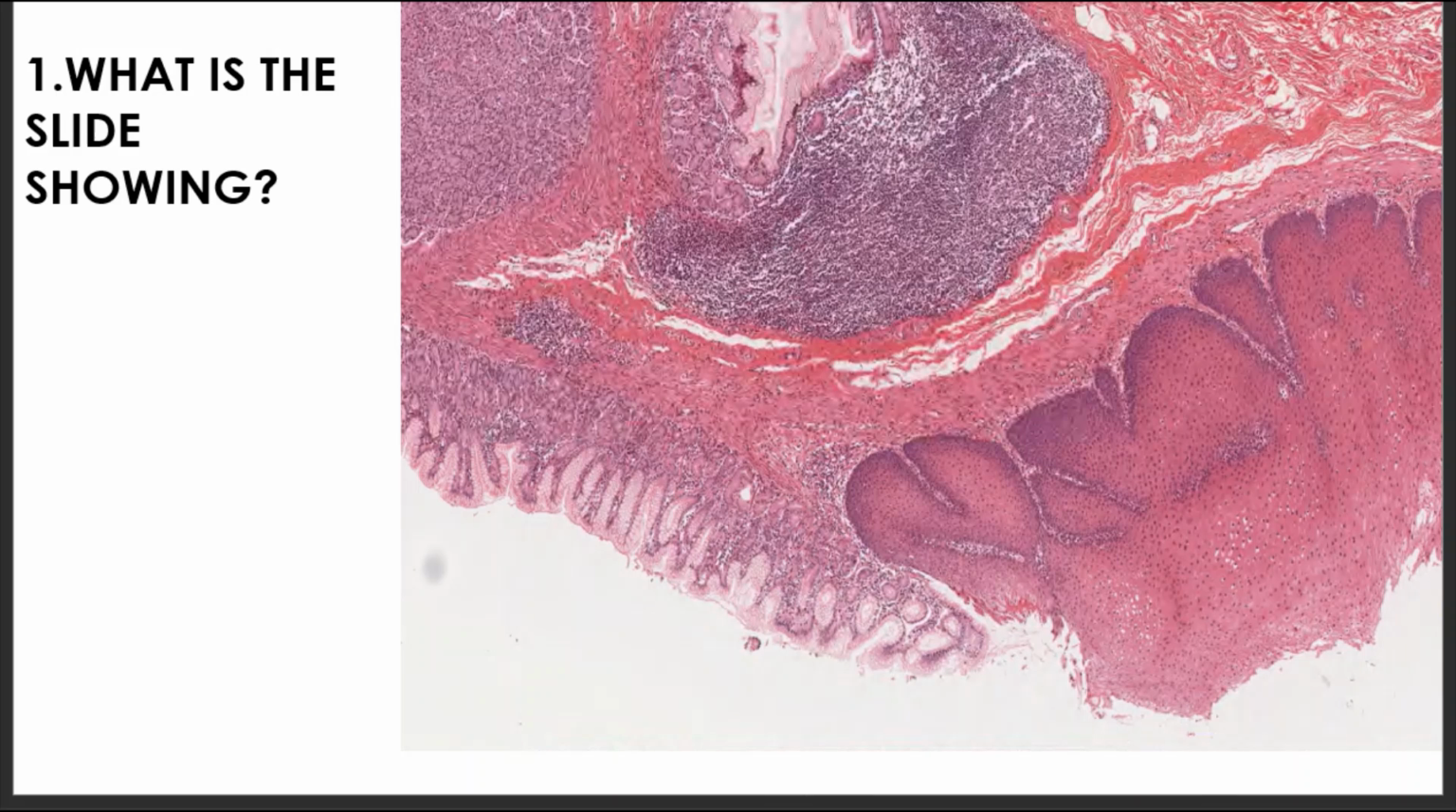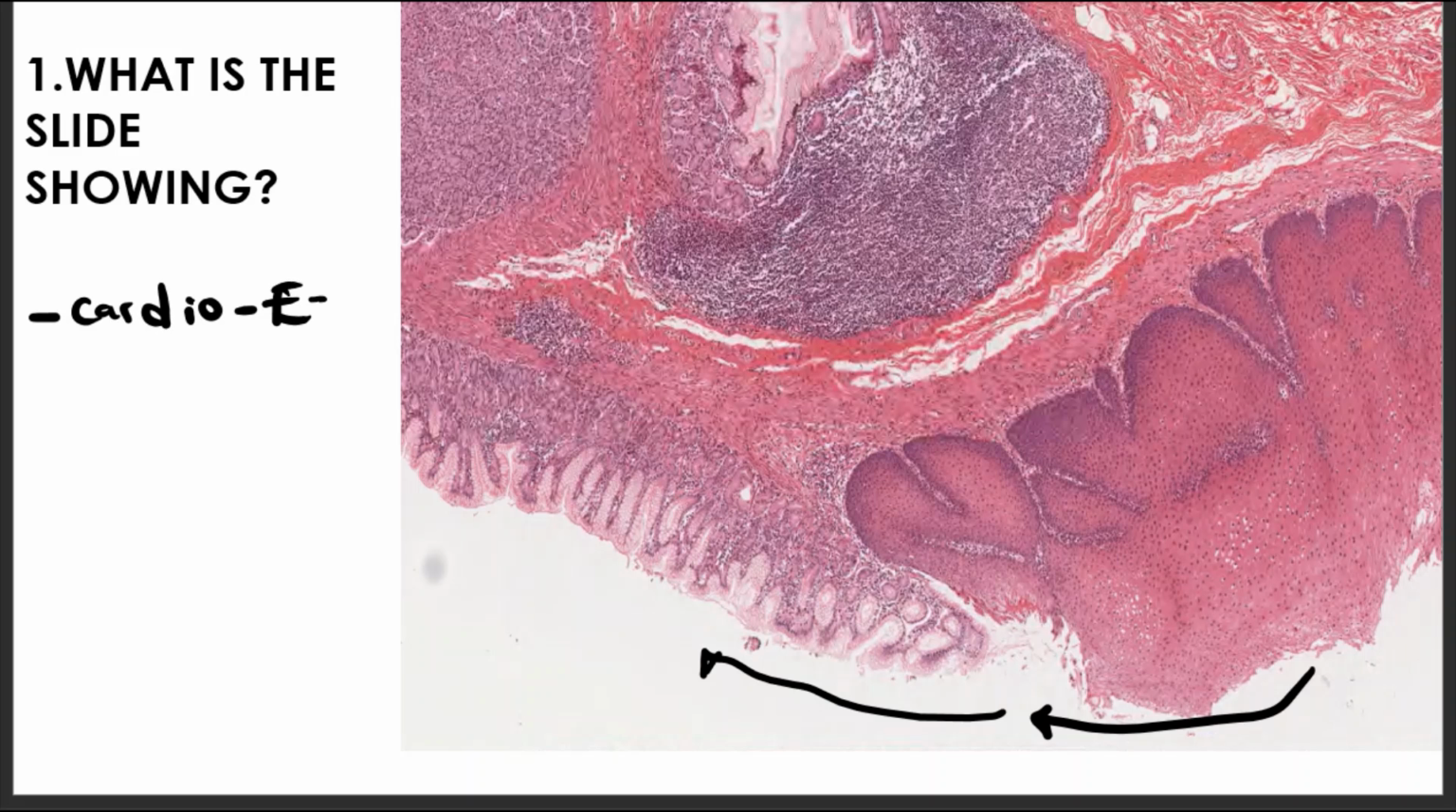Let's move on. What slide is showing here? So you can see from here, it is non-keratinized stratified squamous epithelia, and then as you move, it changes to columnar epithelia. So this is the cardioesophageal junction, J here. So you're moving from the esophagus going into the stomach.